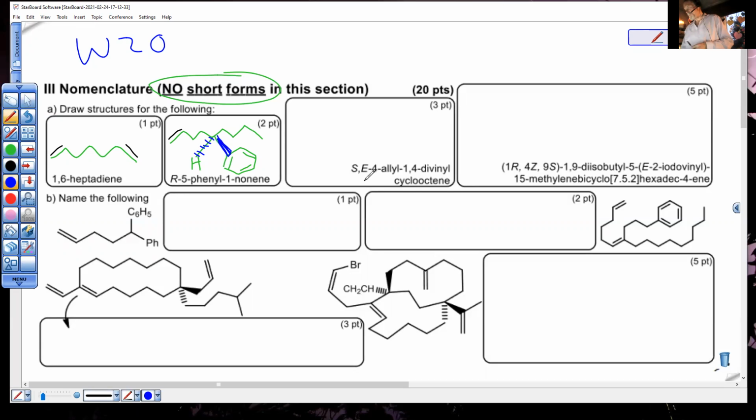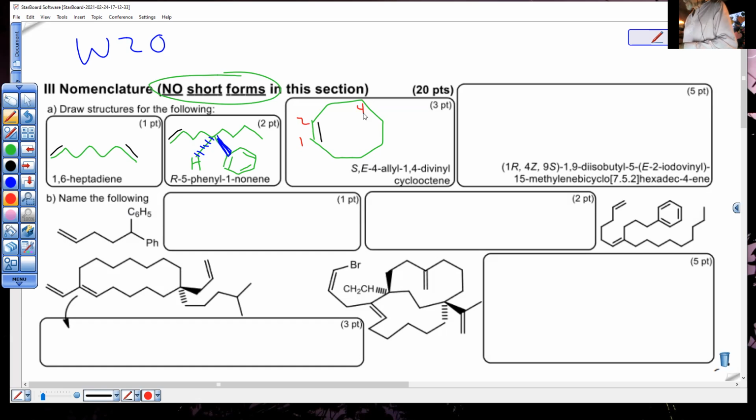2 out of 2. S and E and 4-allyl and 1,4-divinyl and cyclooctane. Start by drawing cyclooctane. 1, 2, 3, 4, 5, 6, 7, 8. Cyclooctane has a double bond. One of those carbons must be carbon 1. And carbon 4 would be here.